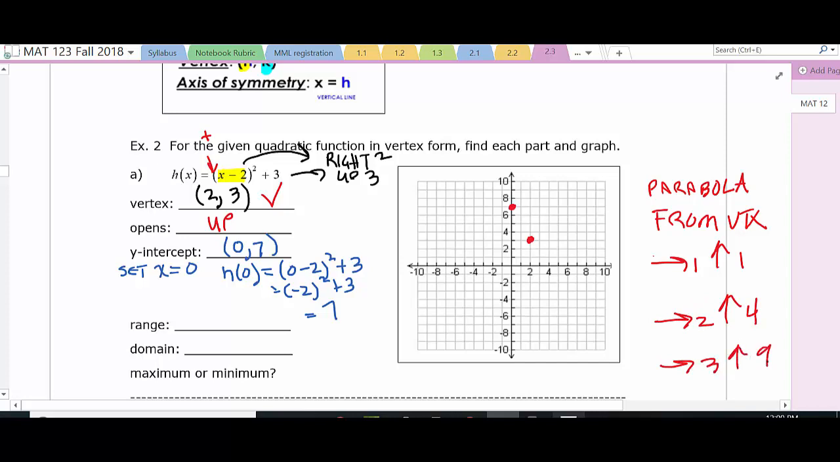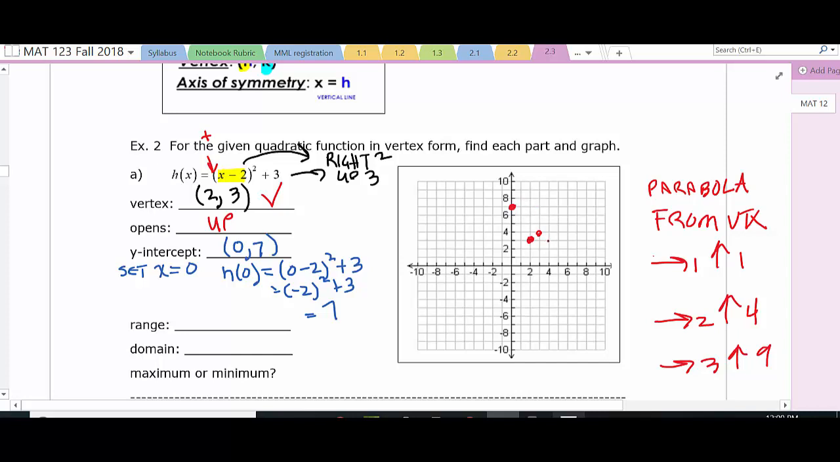Basically, we're doing the square function. What is 1 to the second power? 1. What's 2 to the second? 4. What's 3 to the second? 9. So you don't want to just wing that graph. You want to do this accurately. So what you want to do is start at the vertex, go over 1, up 1, and put a dot, okay, like that. Go back to the vertex.